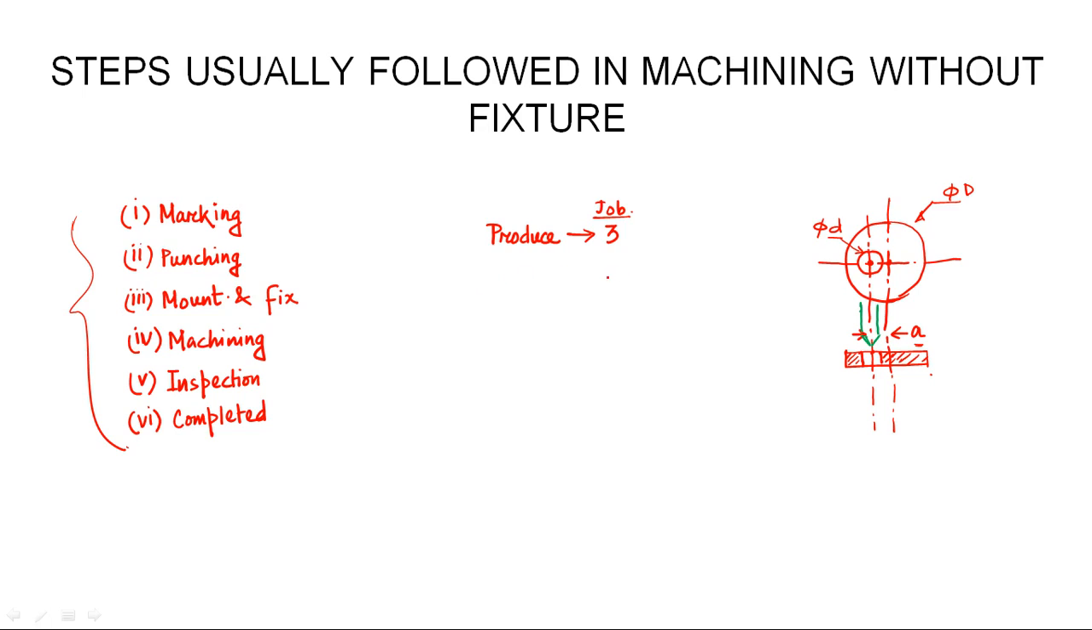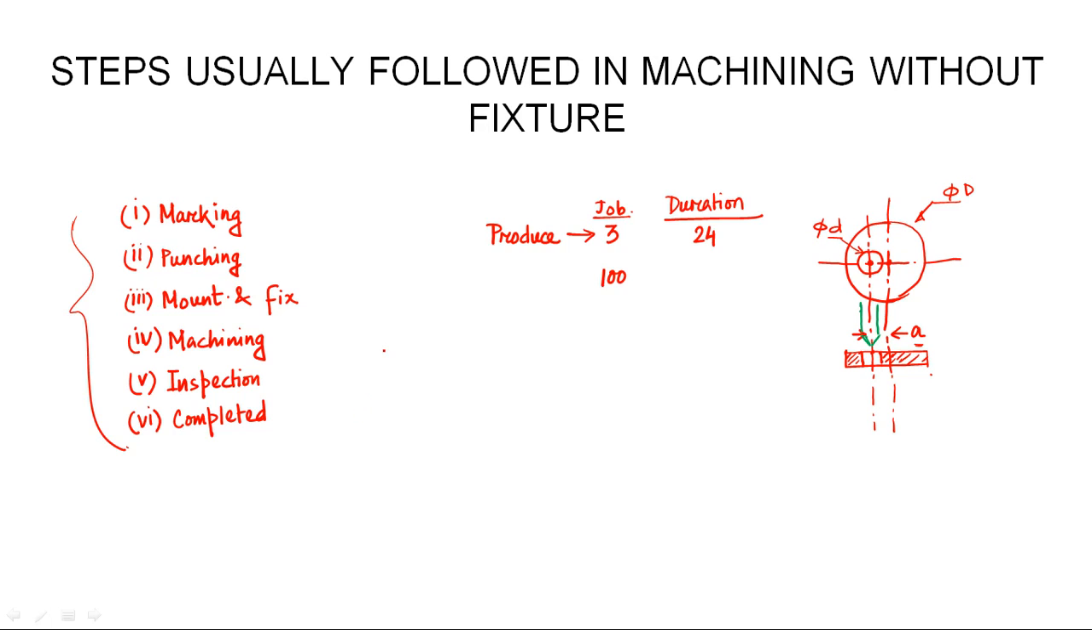But if you are asked to produce 100 jobs, then in that case, suppose for completion of 3 jobs, the total duration required is, say, 24 hours. Now if you are asked to produce 100 of the same job, with the same dimensions, then the total duration will be much more if we produce the product by following these steps. And that will not be cost effective.